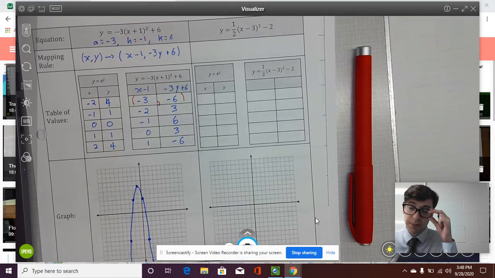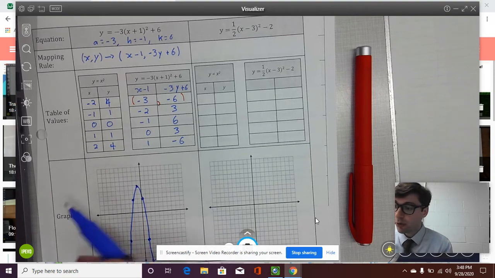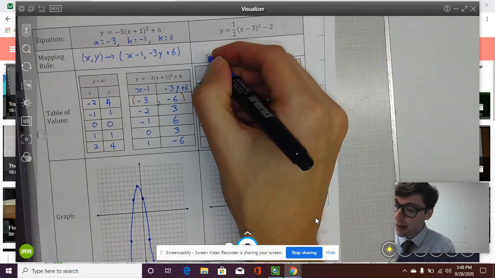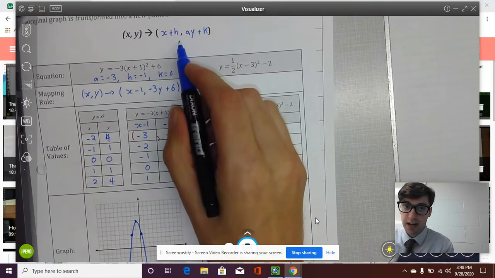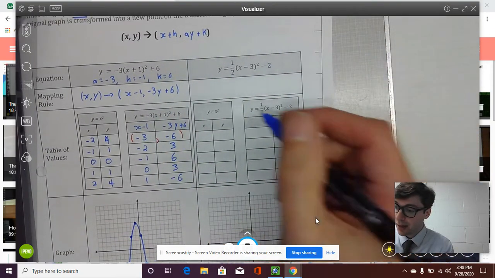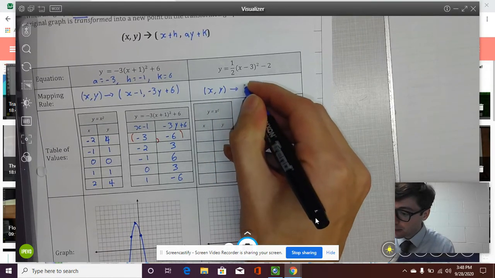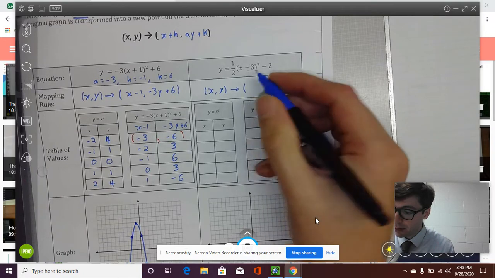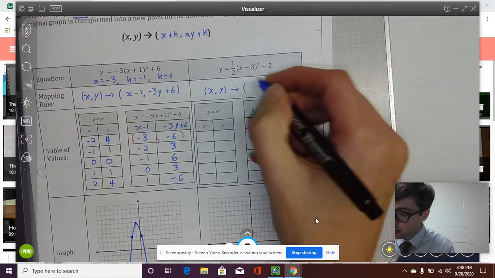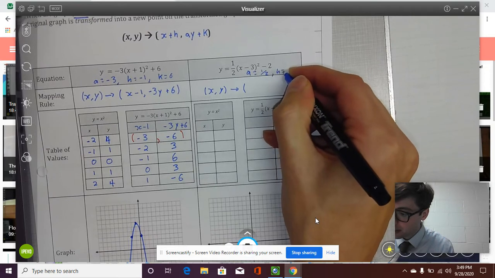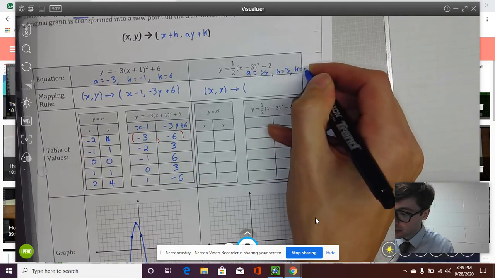We'll do one more example together. Again, you're more than welcome to pause the video and try it on your own, or you're more than welcome to do it with me, and then you'll have lots of time to practice on your own. Again, the mapping rule is always x plus h, ay plus k. I'm starting from my original points x, y, and this time I'm moving 3 to the right. Why don't we write down our a value is 1/2, our h value is 3, and our k value is -2.